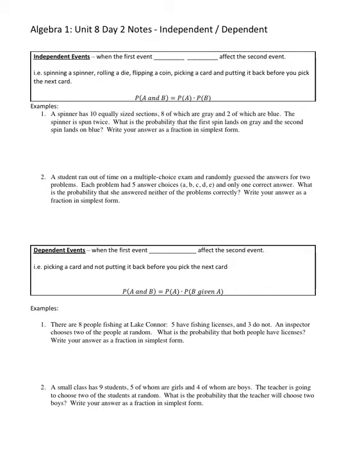Independent events are when the first event does not affect the second event. If I spin a spinner, that has no impact on the spinner spinning again. If I pick a card out of a deck of cards, that has no impact on me rolling a die. They are independent. One has nothing to do with the other. So when you see those, we multiply the probabilities.